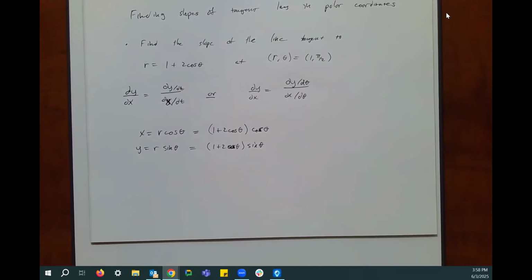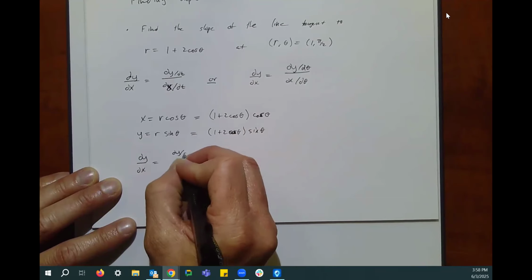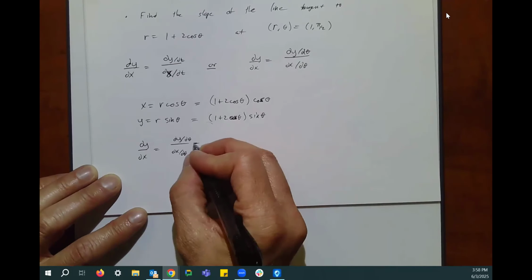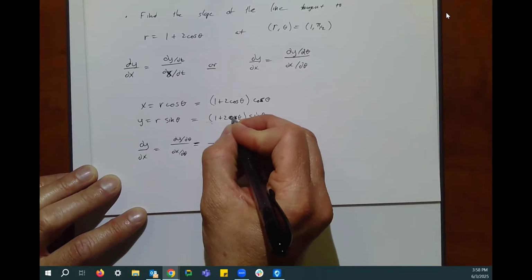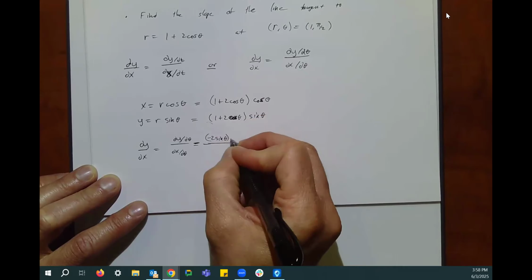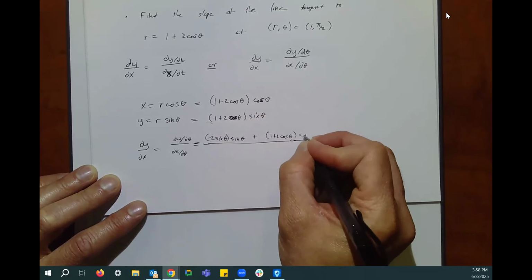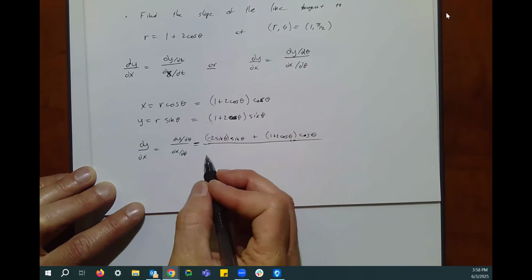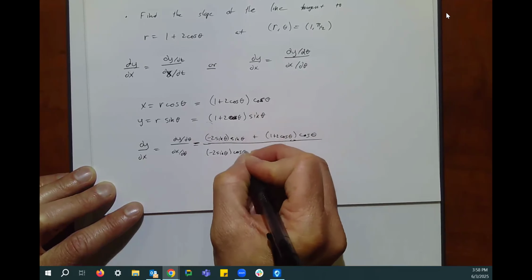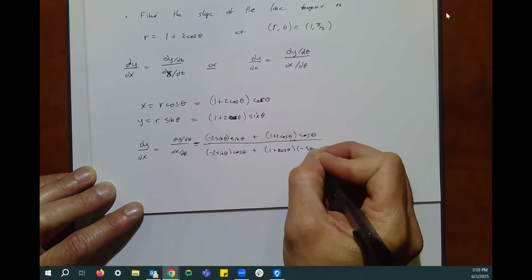Which I guess we're going to have to use the product rule for. So our dy/dx equal to dy/d theta over dx/d theta is going to equal, okay, the derivative of y: the derivative of 1 plus 2 cosine theta, which is negative 2 sine theta, times sine of theta, plus 1 plus 2 cosine theta times the derivative of sine of theta, which is cosine theta, over dx/d theta, which is going to be the derivative of that, still negative 2 sine theta, times cosine theta, plus 1 plus 2 cosine theta times the derivative of cosine theta, which is negative sine theta.